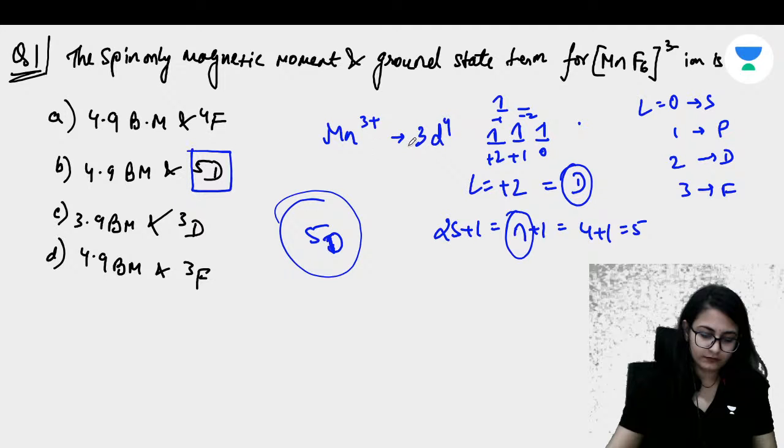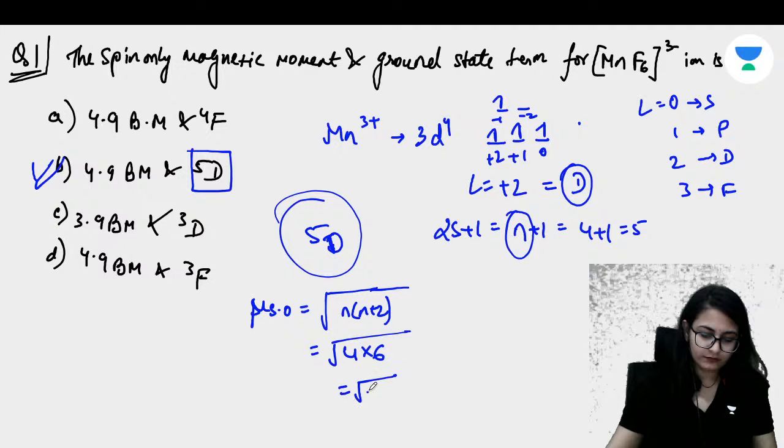And you are having 4 unpaired electrons, because of which, by using the mu spin only formula, you are going to use the square root of n into n plus 2, and this is going to give you 4.9, by 4 into 4 plus 2 is 6, square root of 24. You're going to get 4.9. All right, simple question. Let's do second one.